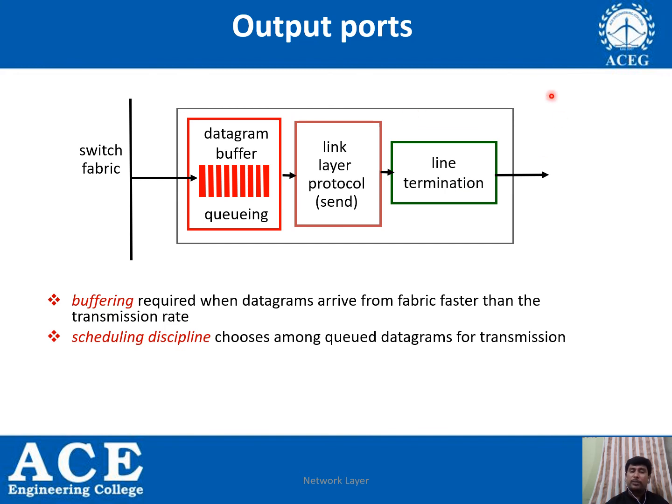Now once an appropriate output port is determined, from that port we have to forward either to the destination or to the next router in that particular path. So these are the three important elements of the output port. Buffering is required whenever your line speed is less than the switching fabric switching rate, and make sure the scheduling discipline chooses among queued datagrams for transmission.